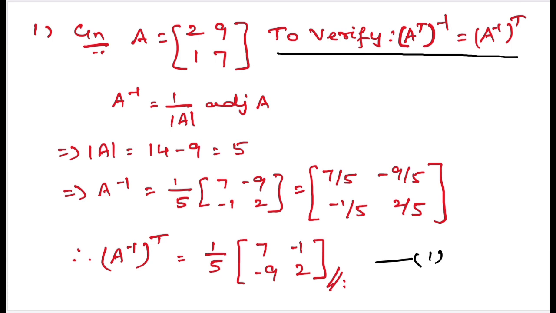Now take the transpose. A inverse the whole transpose is equal to, take 1 by 5 outside into matrices of 7 minus 1 minus 9 2. So இது A inverse the whole transpose. So the equation 1 in வச்சுக்கோங்க. Next we have to find out A transpose the whole inverse.